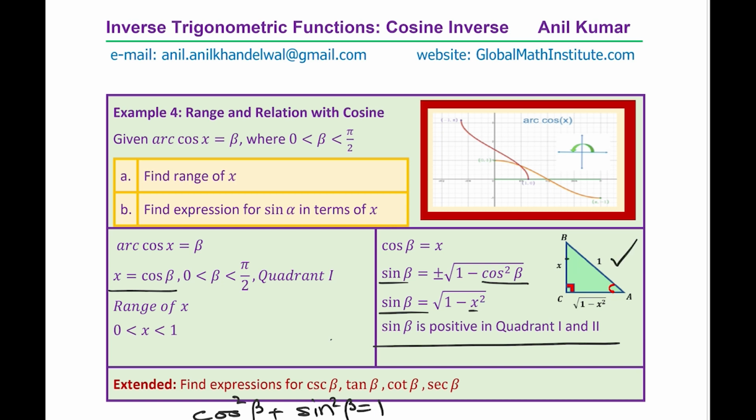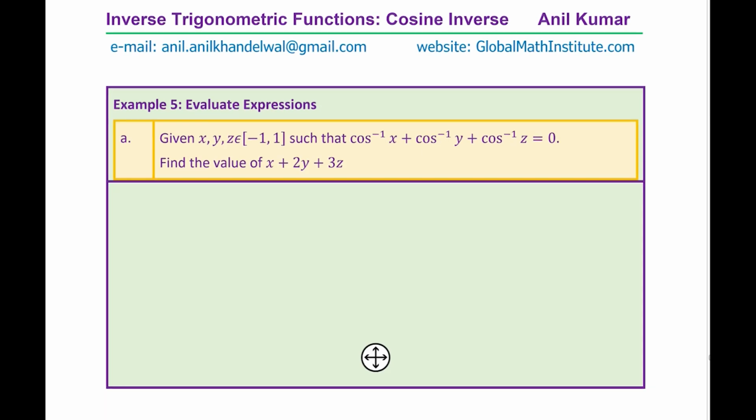Well, in this case, the beta angle is shown here. Do you see that? So beta is shown here. Cos beta is x, so the adjacent side is x and the hypotenuse is 1. The opposite side, calculated as square root of 1 minus x squared, also helps us to find the solution. Perfect. Okay, now let's take example 5.